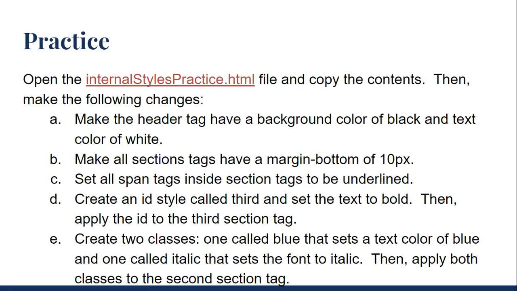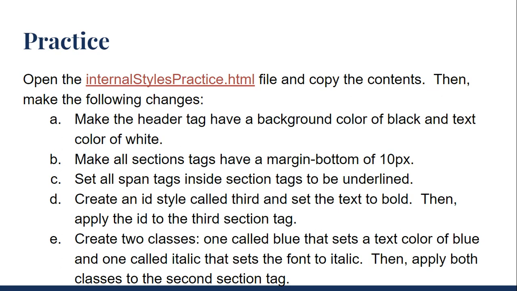So here's a practice. You go out and you open this file, which you can get from the website. See the comments below to get the address of the web page. And then we're going to make the following changes. We're going to make the header tag have a background color of black and a color of white. We're going to make all the section tags have a margin bottom of 10 pixels. We're going to set all span tags inside section tags to be underlined.